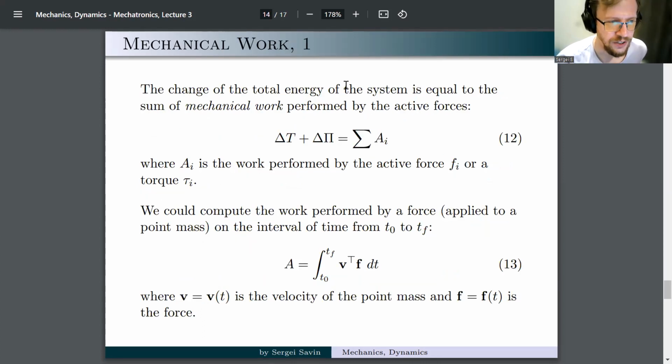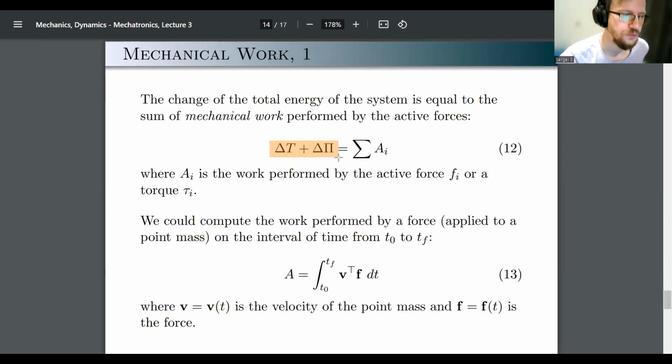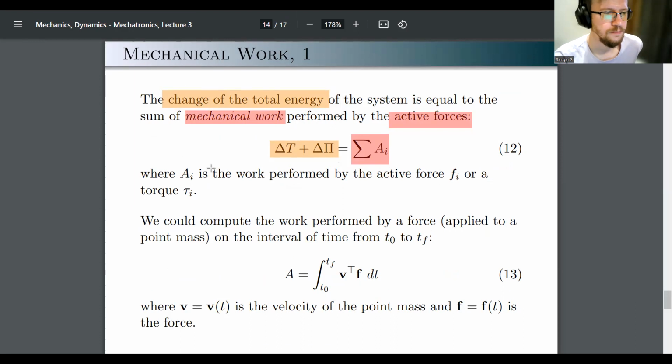Now, the change of total energy of the system is equal to the mechanical work produced by active forces. So delta T plus delta P, the change of total mechanical energy, is equal to the sum of all the mechanical work produced by active forces, like forces Fi, or torques, by the way, tau i.